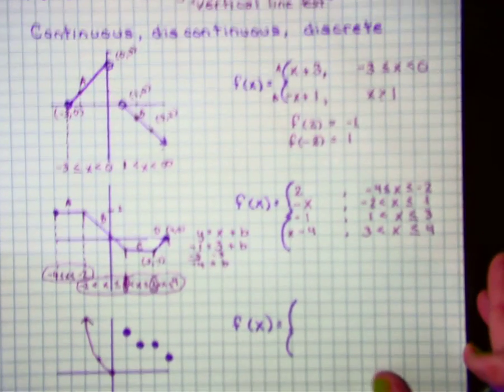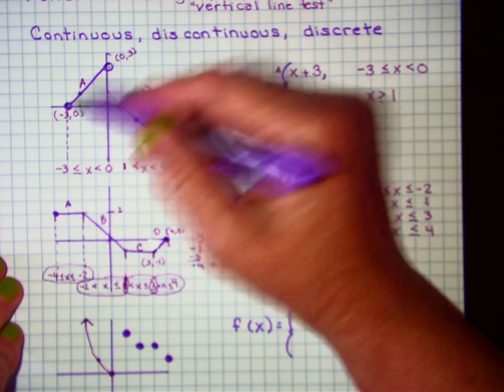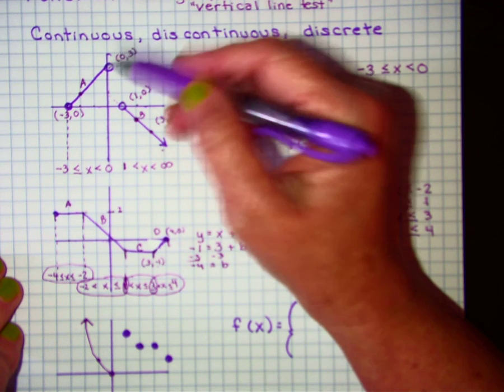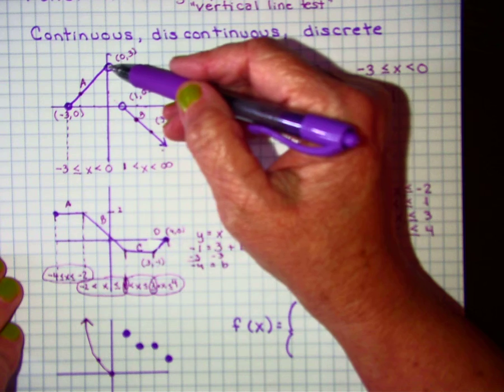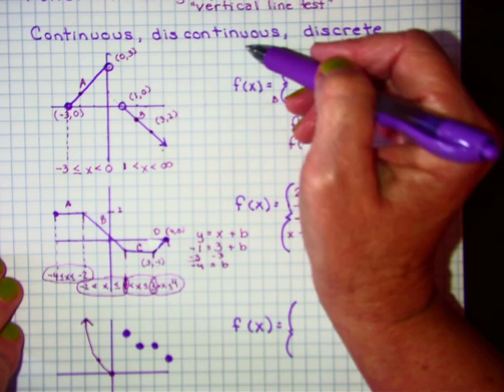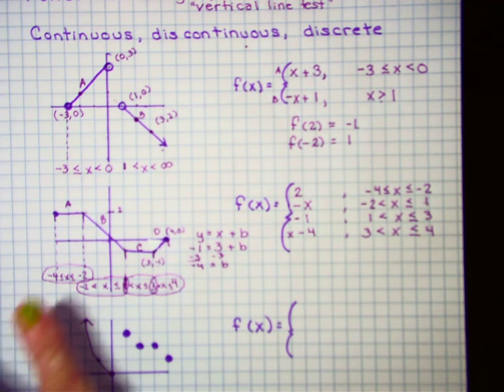I want to talk about this real quick. This line here is continuous between -3 and 0. So it is continuous. But this break right here means that the function, or the graph as a whole, is discontinuous. It's discontinuous if there's a break, anything that looks like a cliff.